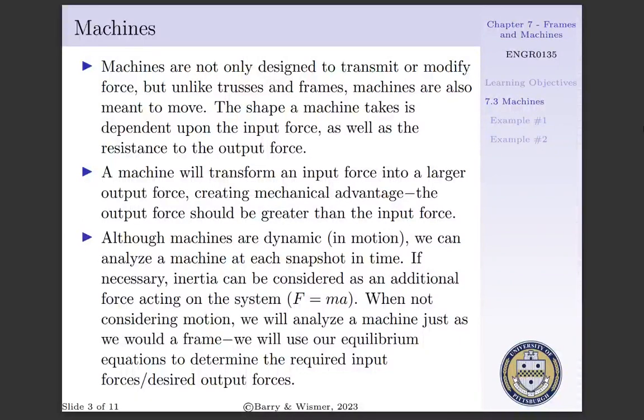Although machines do move, we analyze a machine at each snapshot in time. If it is necessary, inertia can be considered as an additional force acting on the system. When we do not consider motion, we will analyze a machine just as we would a frame. We will use our equilibrium equations to determine the required input forces or desired output forces.